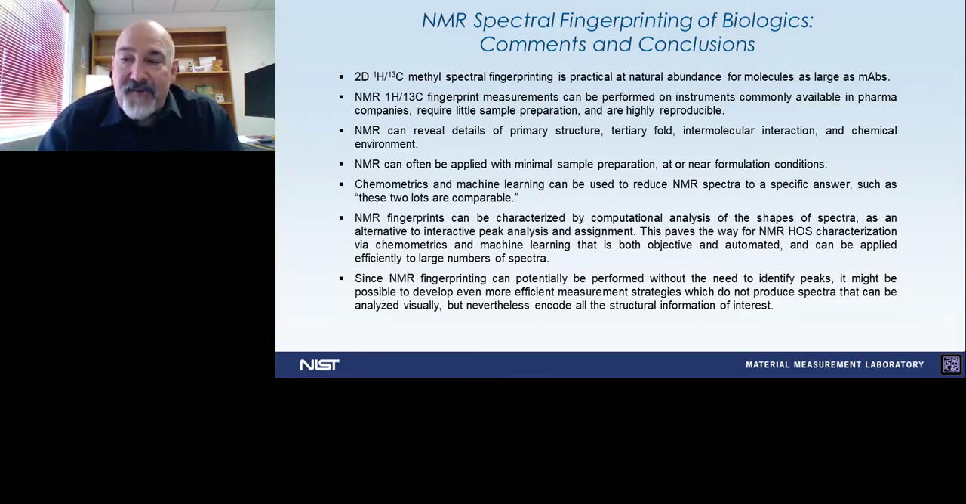So that's an overview of what we can achieve with NMR, coupled with methods of machine learning and chemometrics. I hope you found it interesting.